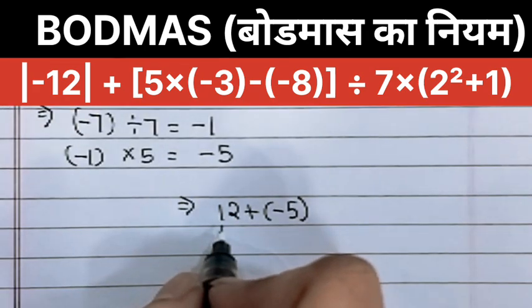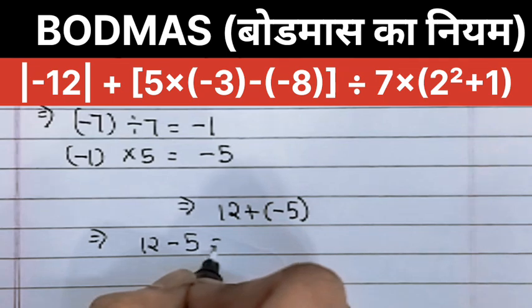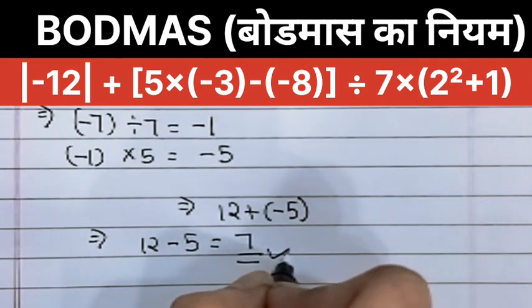Next, step 4, addition and subtraction. Finally we combine the remaining terms. So 12 plus minus 5 equals 7. So this is the final value.